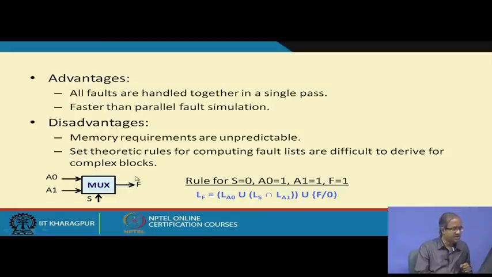So, under what condition will this F be 0? First condition is there is an event on line A 0, that means A 0 was 1, it becomes 0. Or there is another condition, there is an event in LS, means S becomes 1, which means A1 gets selected, and there is also an event in A1, A1 is also becoming 0, then this 0 will also propagate, and of course, union F stuck at 0. Okay. So, you can see that as the blocks become more complex, you can have a rule, but the rules can become more and more complicated.